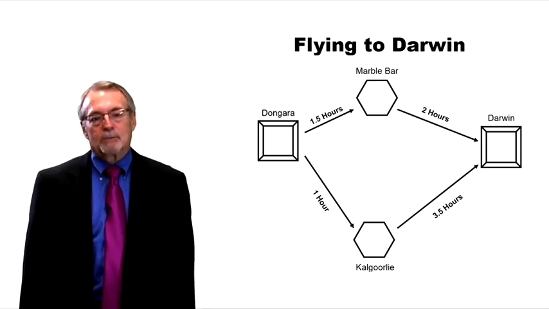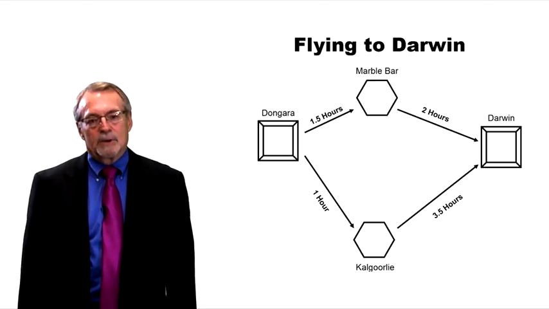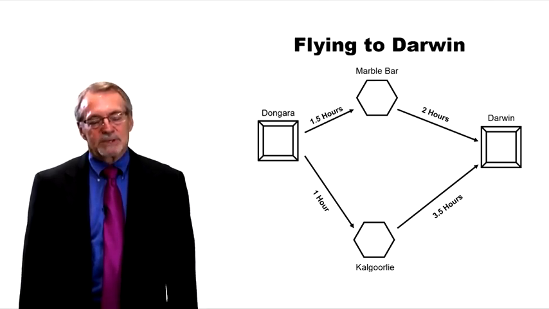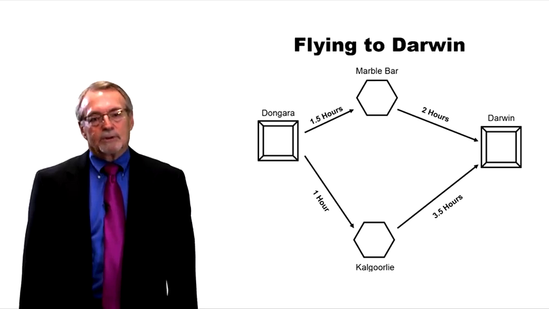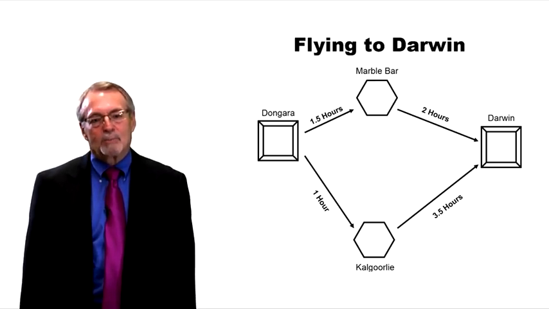So we take a look at information we have about flight times. We have past experience over years and years and years. We have specific past experience related to each one of our pilots and each one of our airplanes. We know the planes and the pilots that we have available. So what we're going to do is look at our charts, and we find out that it takes an hour and a half to fly from Dangara up to Marble Bar. Some of the parts are in Marble Bar, some of the parts are in Kalgoorlie. We have to fly to both of those places.